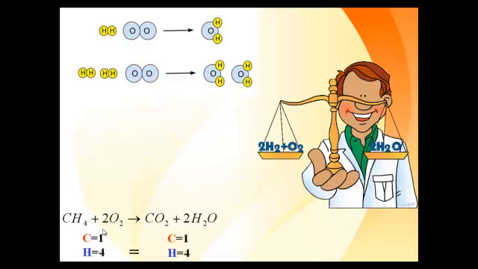Another example, look at this reaction. The number of carbon atoms in reactants is 1. The number of carbon atoms in products is 1. The number of hydrogen atoms in reactants is 4. The number of hydrogen atoms in products is 4. The number of oxygen atoms in reactants is 4. The number of oxygen atoms in products is 4. This means this equation is balanced.